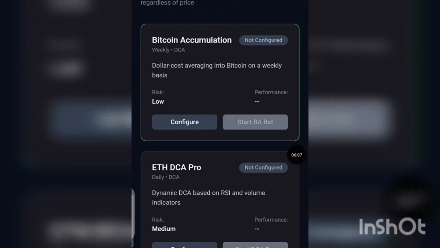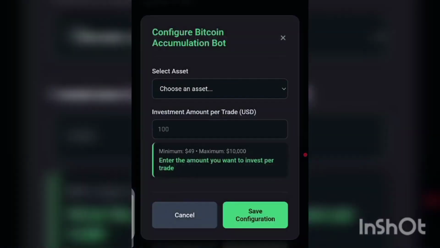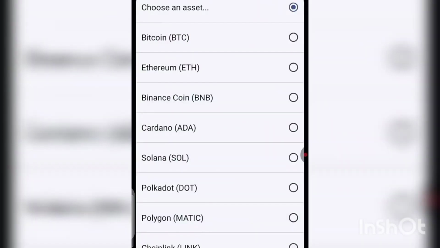This is exactly what we are trading, what we are in for. So the next thing for you to do is you click start BA bot. BA stands for bot Bitcoin accumulation. Once you have clicked start bot, the next thing that is going to happen is that it will show you this interface over here.